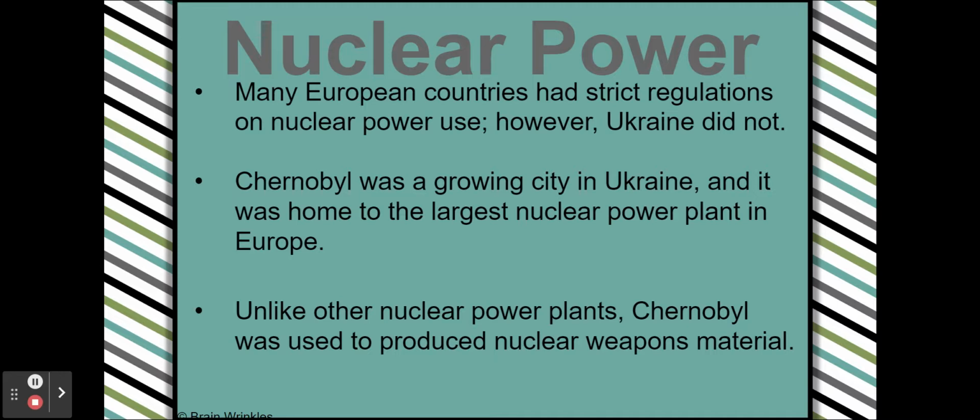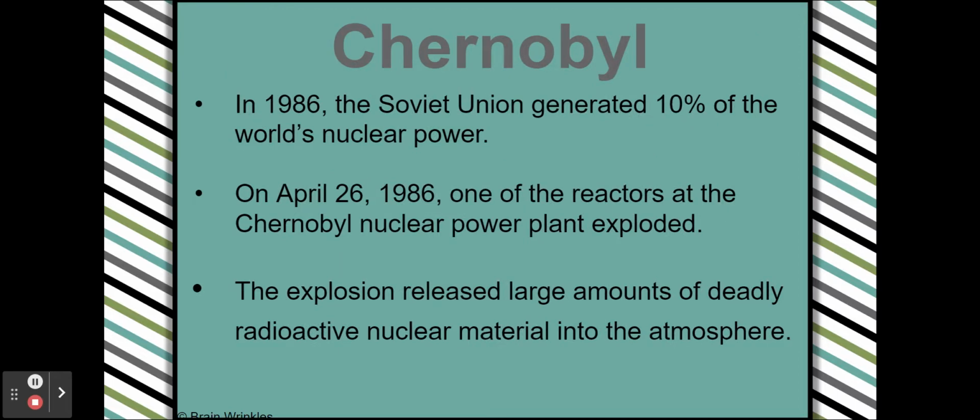Well, Chernobyl was actually a big city growing in Ukraine. And so they made this power plant there. They also at Chernobyl used to not only produce nuclear power, but they were also creating nuclear weapons. Okay. Well, in 1986, the Soviet Union was creating 10% of the world's nuclear power. Now that's a lot, guys. That's a huge amount. Doesn't sound like it, but it is.